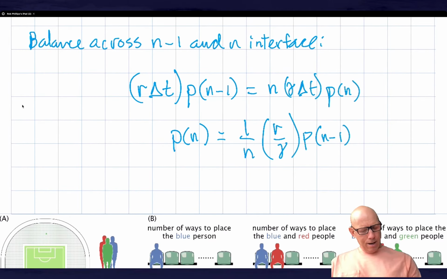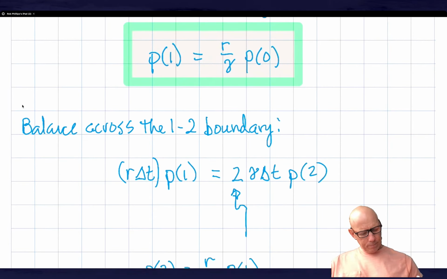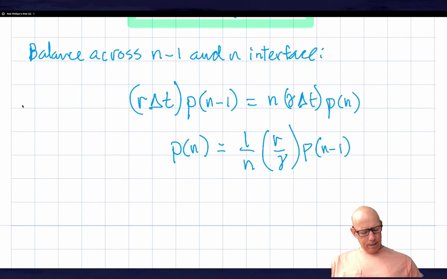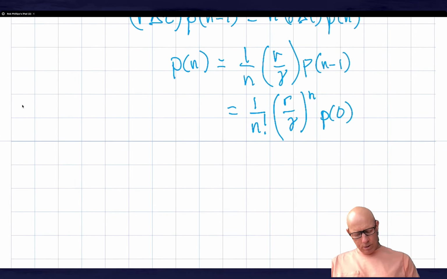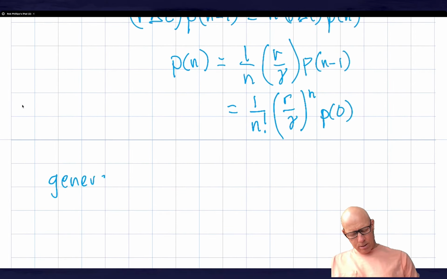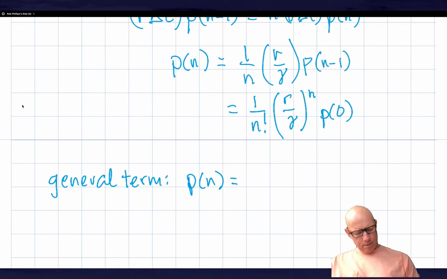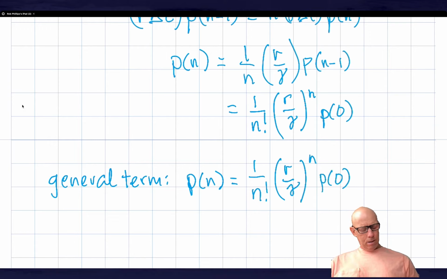Now we can see from our previous work that we can just keep on repeatedly plugging in, and I'm not going to do it. I leave it as an exercise for you, but what we get out is 1 over n factorial R over gamma to the n power times P0. So the general term is Pn is equal to 1 over n factorial R over gamma to the n power P0.